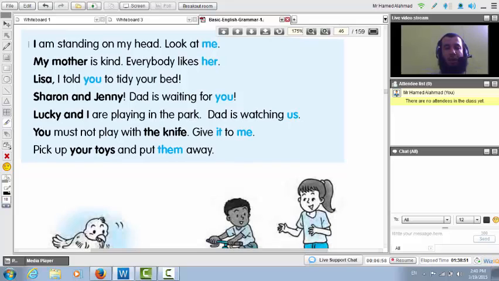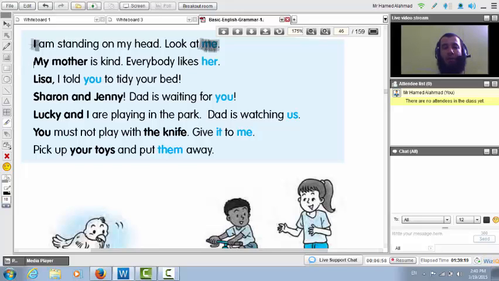Now sentence number 1, I'm standing on my head, look at me. Could we say guys, I'm standing on my head, look at I? No, we can't, because I is the subject pronoun. Here me came as a pronoun in the what? In the object position, so we can't replace them.